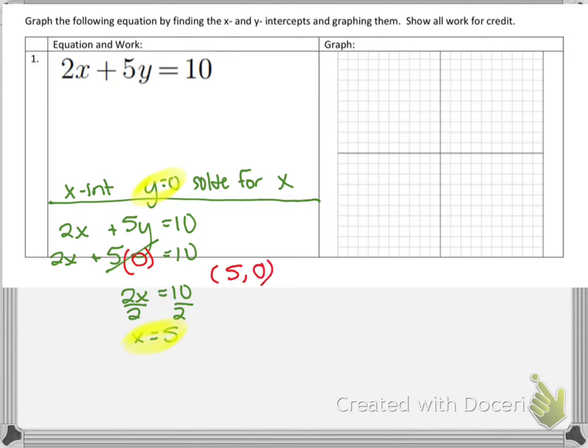So let's plot that on our graph. 1, 2, 3, 4, 5, 0. So my point is right here. This is my x-intercept, and we can label it. Okay? Now we need to find our y-intercept.